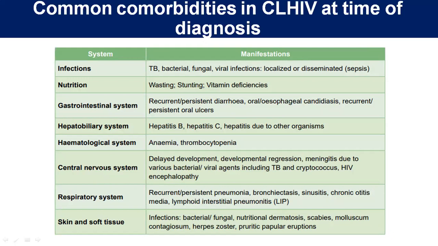The child could present with meningitis due to various bacterial, viral agents, including TB, cryptococcus, even HIV itself can cause encephalopathy. Respiratory system involvement like recurrent persistent pneumonia, bronchiectasis, sinusitis, chronic otitis media, lymphoid interstitial pneumonitis. And lastly, skin and soft tissue infections due to various bacteria, fungus, nutritional dermatosis, scabies, molluscum, herpes, papular pruritic eruptions, organisms which normally will not cause infection in immunocompetent people will have a profound effect on a person with HIV.